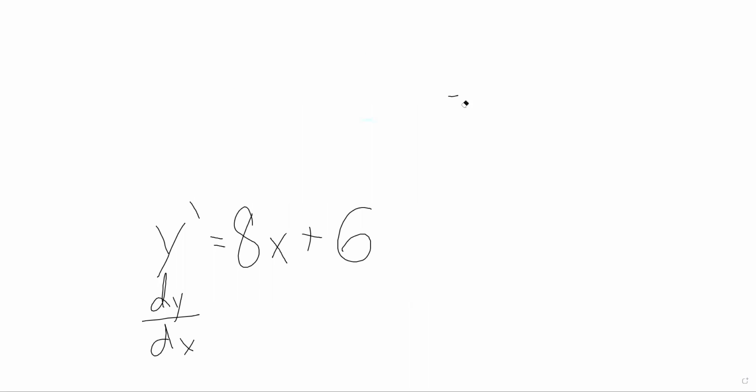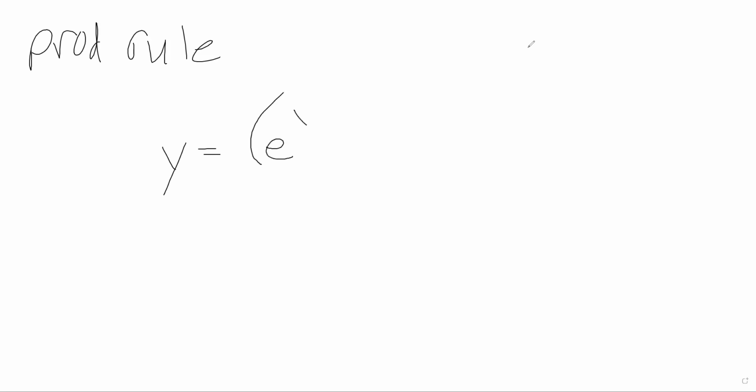And that's important to be able to do with the other methods. So let's move on to the product rule. The product rule is used when you have two different things that are being multiplied by each other. Obviously, product comes from multiplication. So let's say you have y equals e to the x times the sine of x.